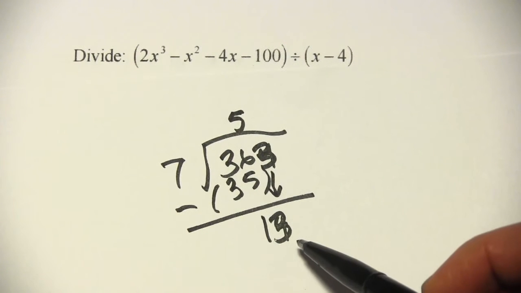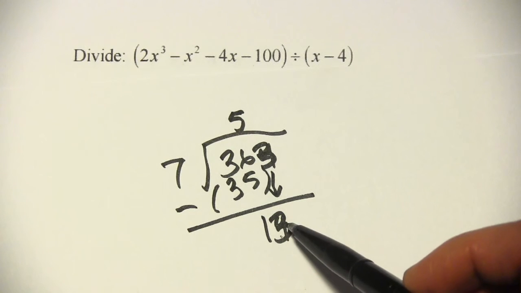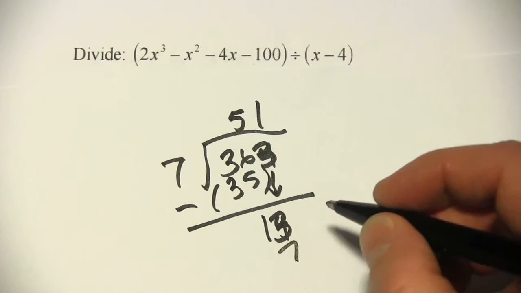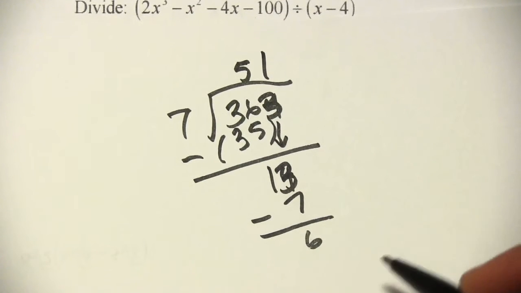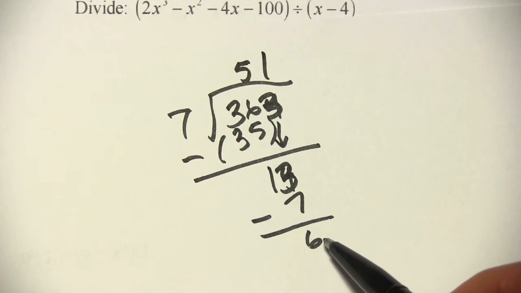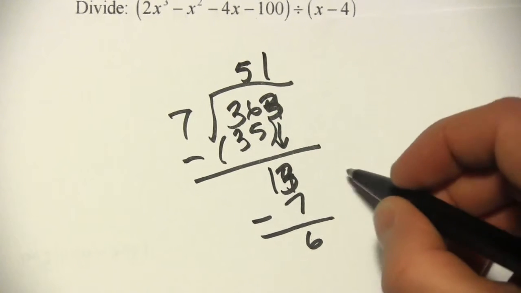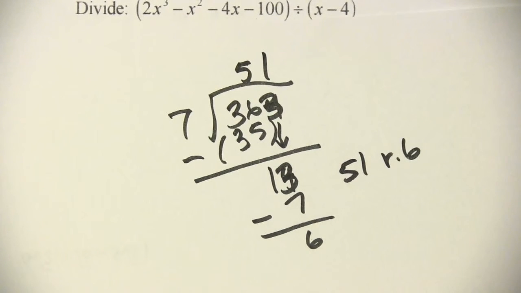How many 7s are in 13? Well, 2 times 7 is 14, so this is smaller than that. So we can fit 1 in there. 1 times 7, we write it down here. We subtract again. We get 6. So we say our remainder is 6 because we can't do any more dividing. So we have 51, and we might write it like this, 51, remainder 6.